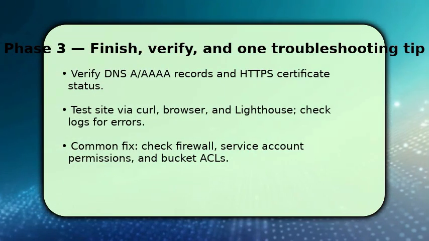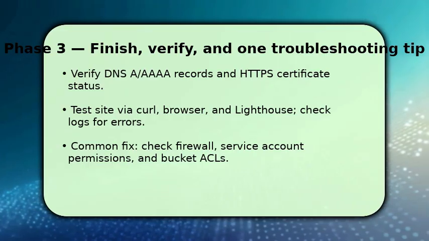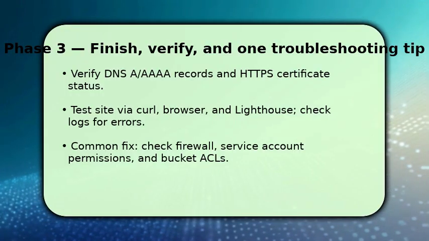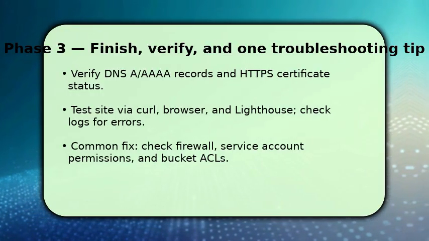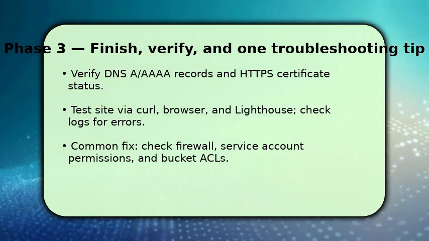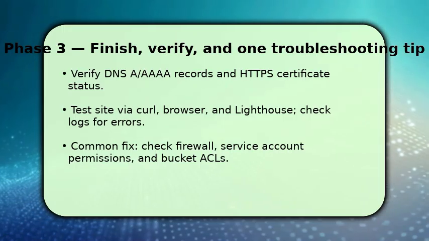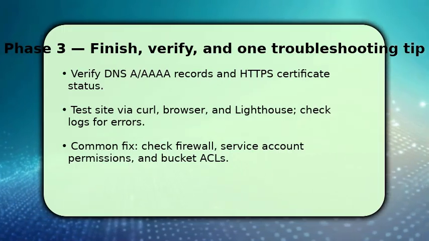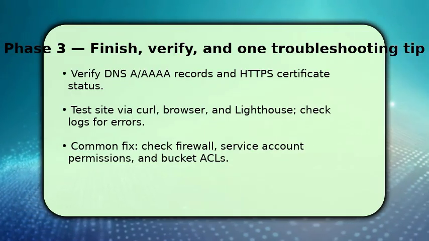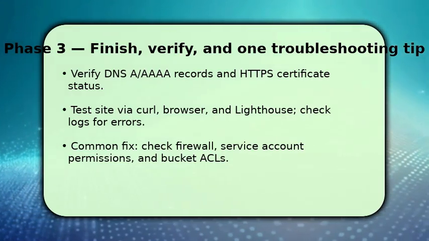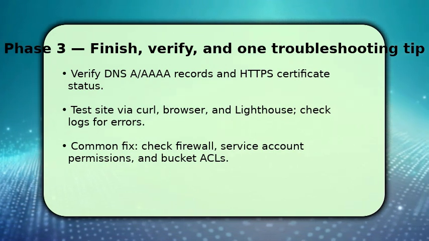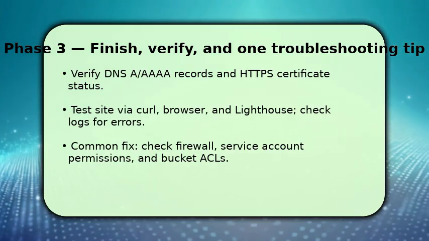Finish by validating end-to-end. Confirm DNS resolves to the reserved IP, wait for SSL issuance, then open your URL in a browser. Once live, test with curl and run Lighthouse or similar to check performance and accessibility. Monitor Stackdriver logs and load balancer logs to find request failures. If something breaks, first check firewall rules, service account IAM, and bucket ACLs. These cause 90% of issues. Lastly, roll back deployments or redeploy a minimal working version to isolate the problem quickly.